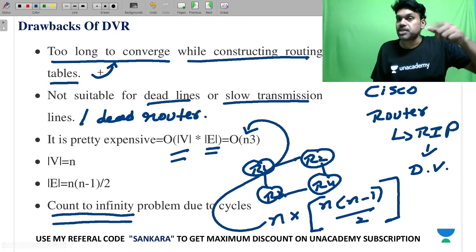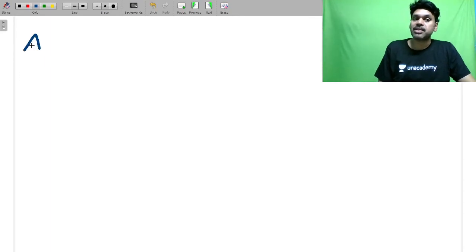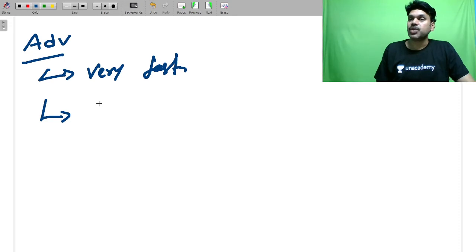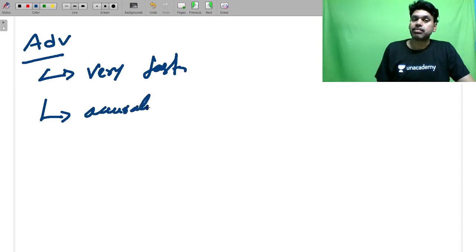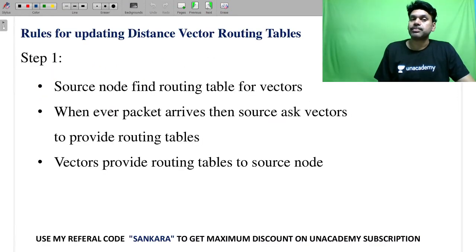Its advantage is that it is very fast. I will write its advantages. What are its advantages? Very fast, fast convergence. Or you can also say another advantage is accurate shortest path. It's a perfect dynamic routing algorithm.